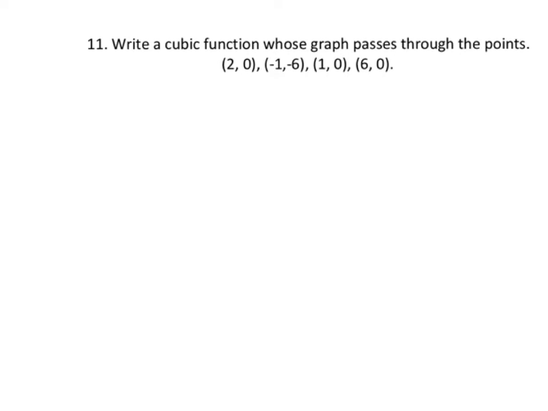Question 11 gives you 4 points. 3 of them are zeros, or x-intercepts, and then we have 1 that is our point. So this time we're not just going to be able to pick our a value, we're going to actually have to find it. So we start by setting up, just like we did on the last one, we have 3 intercepts, so we have 3 factors. So 2 gives us a factor of x minus 2, 1 is x minus 1, and 6 is x minus 6.